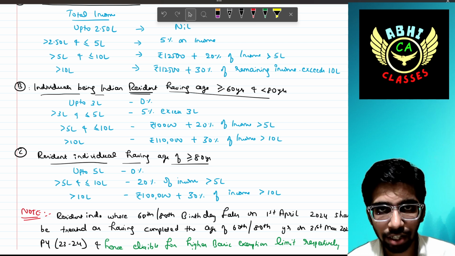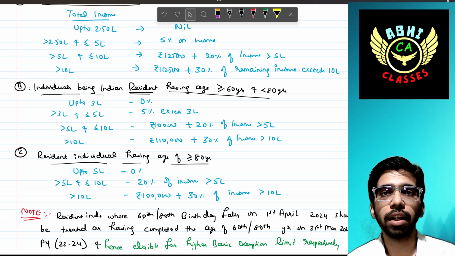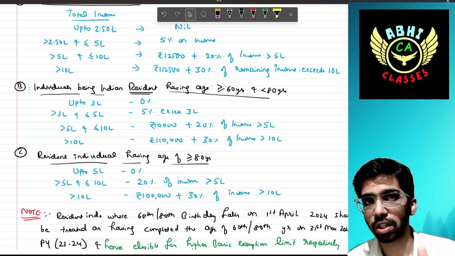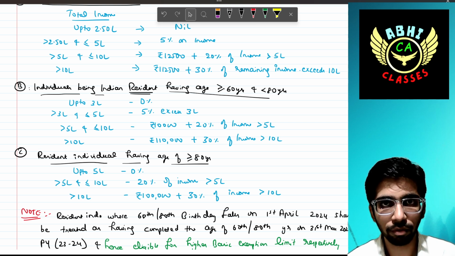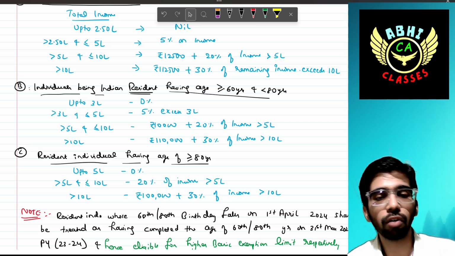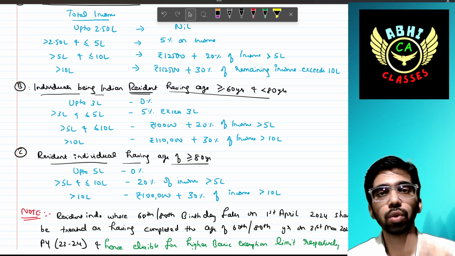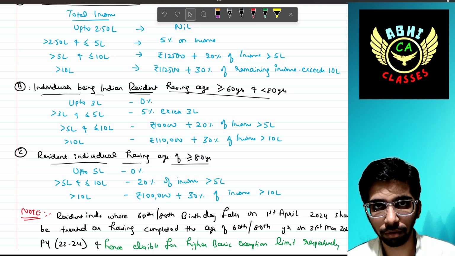Next is a resident individual having an age of 80 or more. Then up to 5 lakh, 0. This is the basic exemption limit applicable. This is called super senior citizen. 5 to 10 lakh, 20% of 5 lakh. Next, above 10 lakh, first 1 lakh plus 30% of income more than 10 lakh. Okay. If your income is 12 lakh, up to 5 lakh, 0. 5 to 10 lakh, that difference is 5 lakh into 20%, 1 lakh, plus for 12 lakh it is only 2 lakh into 30%, that is 60,000. 1 lakh 60,000 is the tax amount that you need to pay to the government, right?